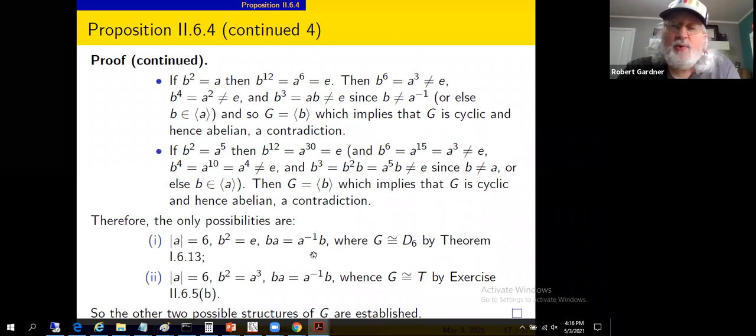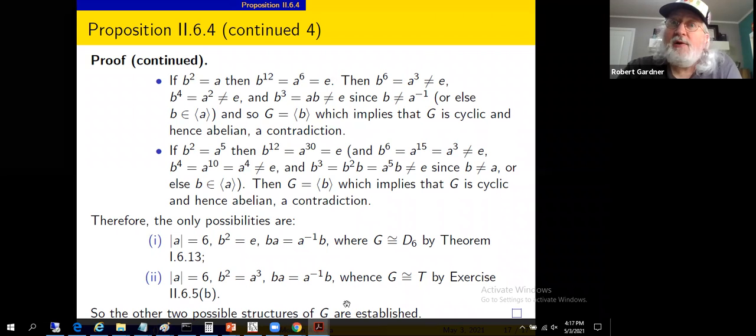Theorem 1.6.3 gave basically a group presentation. Now, they didn't use that terminology at the time. Group presentation of dihedral groups in terms of two generators. Here, we've got B squared equals A cubed. This is that second group. These were the conditions on that second group. Exercise 2.6.5 dealt with showing that you get up to isomorphism, that group T mentioned before. That's all the possibilities. So here's the other two possible structures of group G.